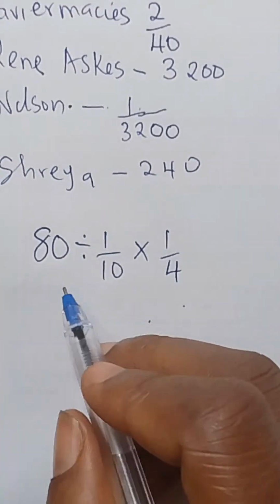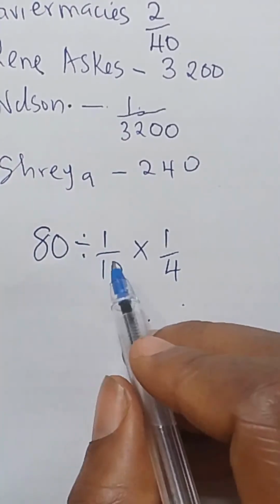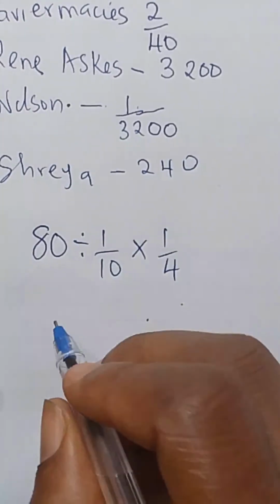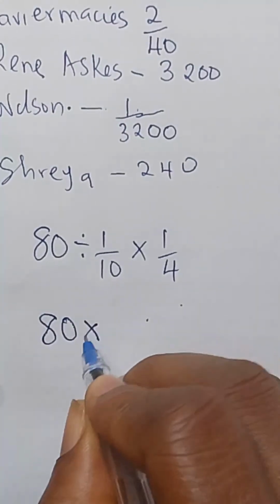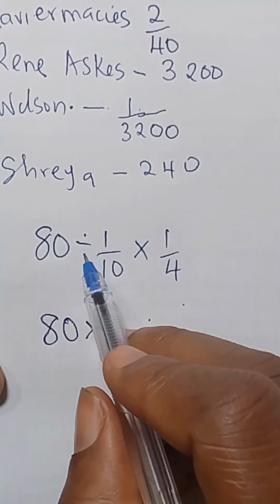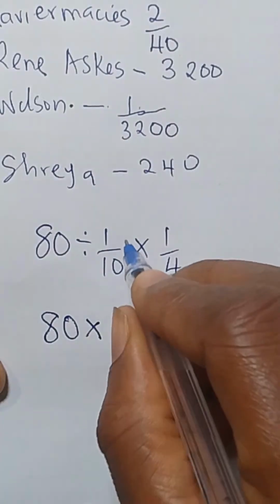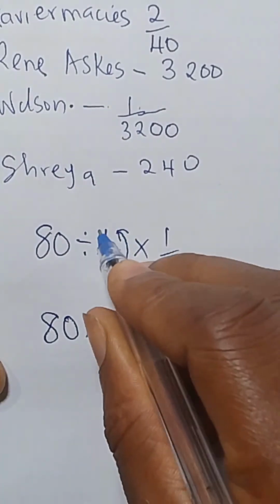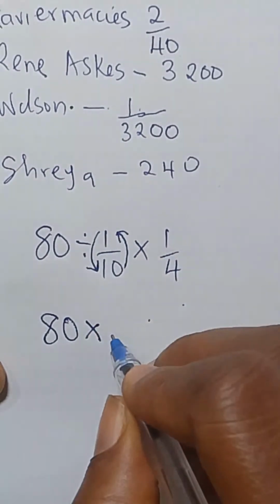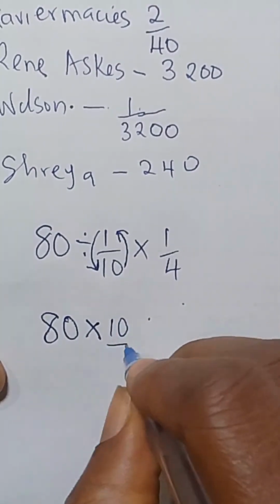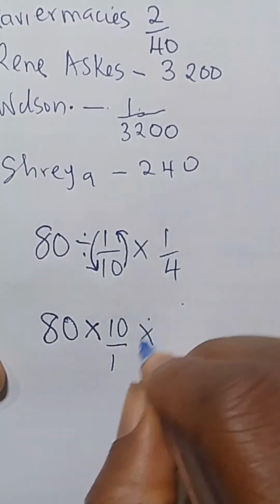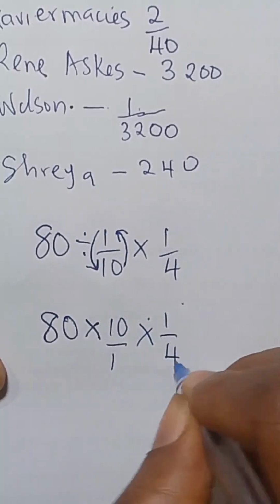Now, when you are given a question like this, you have 80 divided by 1 over 10, okay? You write 80, you multiply. Now, when you introduce a multiplication sign, you flip the fraction. You flip the fraction, okay? This 10 will go up and 1 will come down, and we have 10 over 1. We write our multiplication 1 over 4, okay?